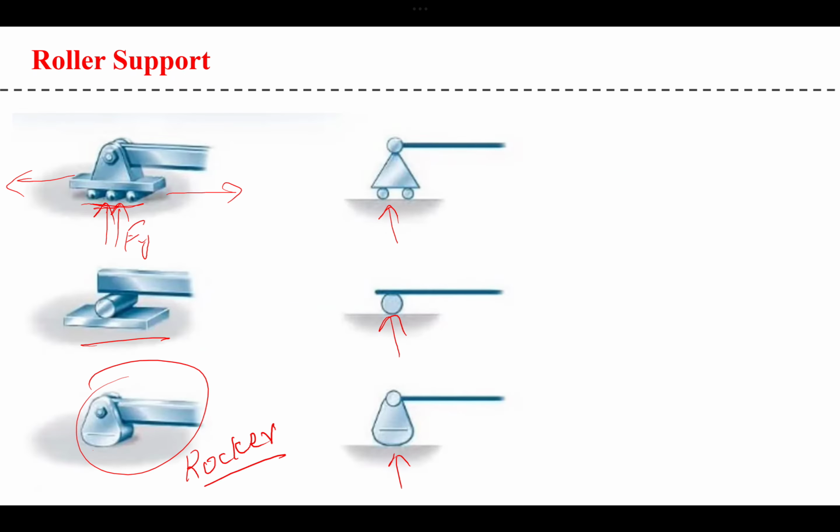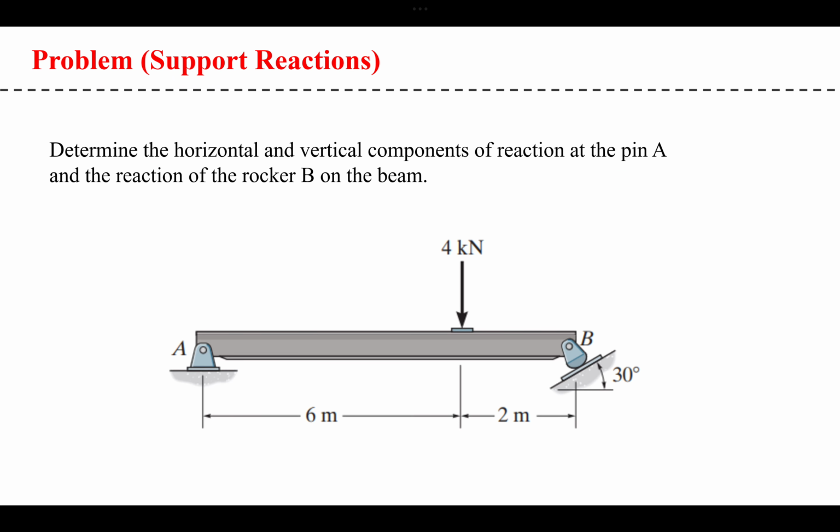All right, I hope it is clear, and then in the next lecture we will actually solve this problem, in which we will determine the horizontal and vertical component of the reaction forces at pin A, and then we have a rocker or a roller support at point B. We will try to sort out what are those reaction forces or moment, if there is any, at these points.